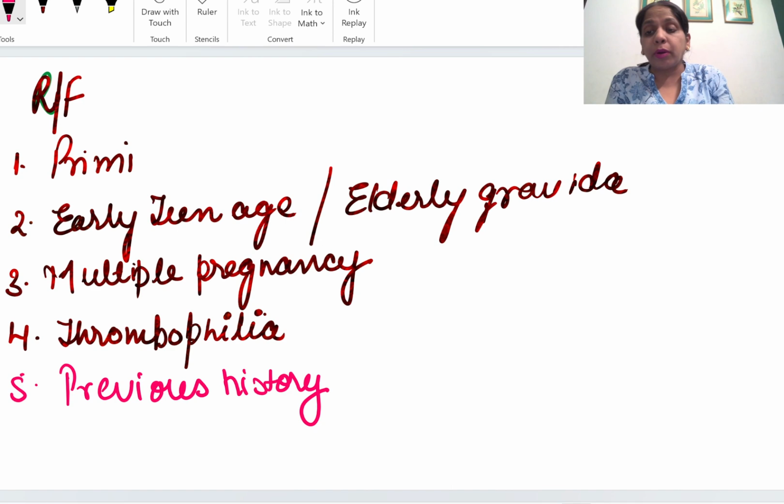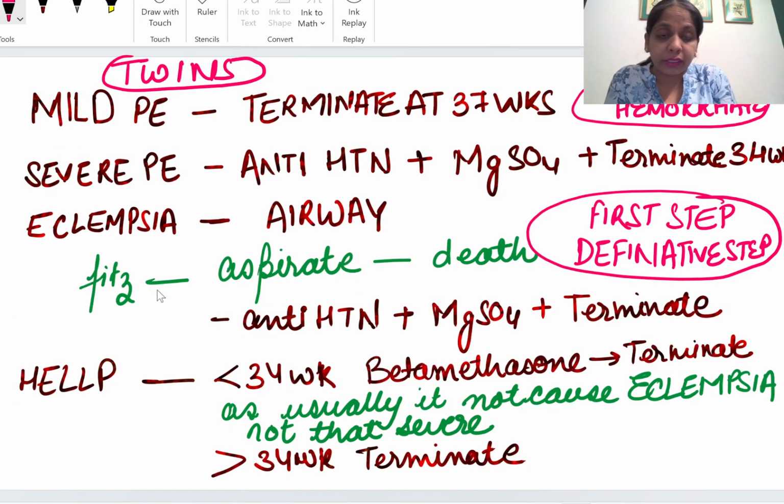So that was all about the risk factors. Only this much risk factors are important. There are other risk factors too, but mainly you learn this. Now let us study the management.